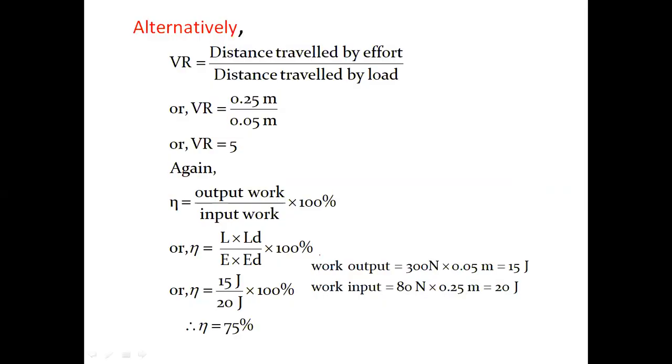And alternatively, we can do like this also. VR is equal to distance travelled by effort by distance travelled by load. Then we put in the values, how much distance they travel when the effort is applied. Then we got the VR same, 5.